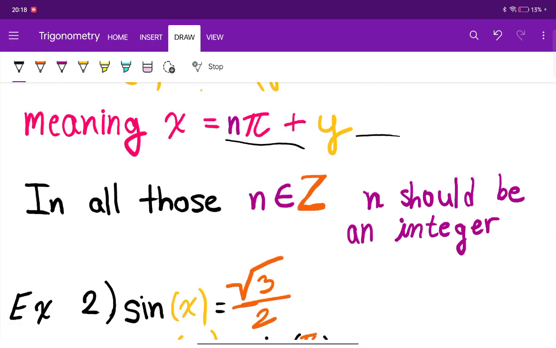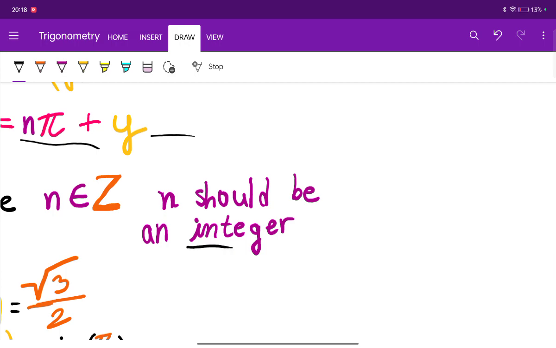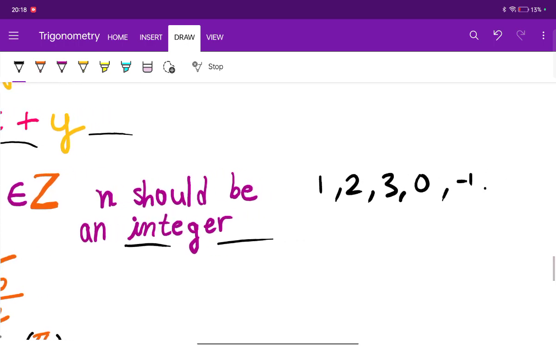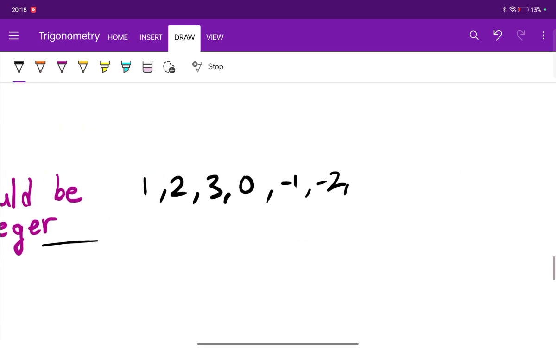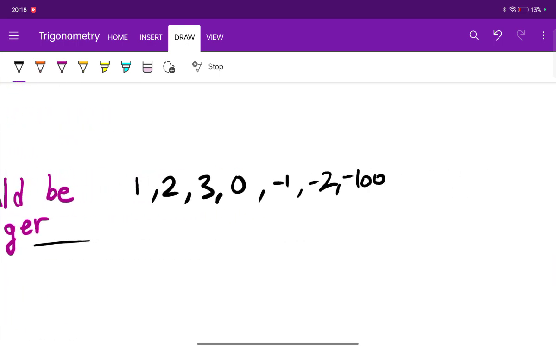In all those, n was a member of the integers. n should be an integer. So an integer could be 1, 2, 3, 0, minus 1, minus 2, and even minus 100.